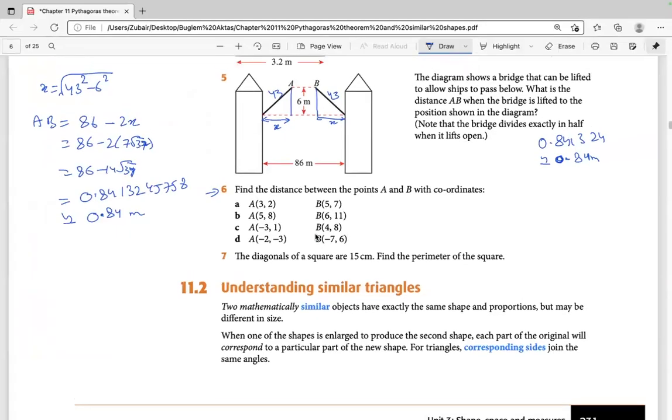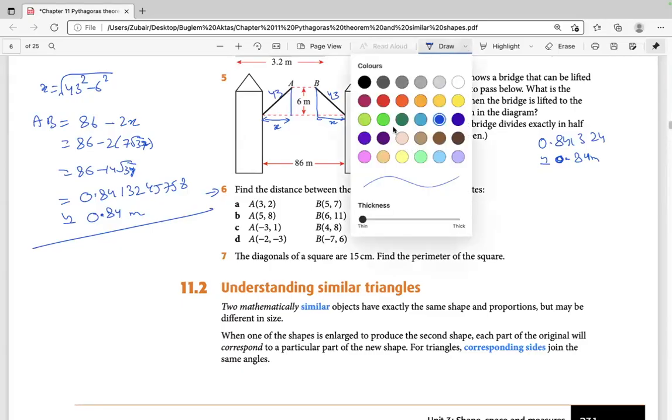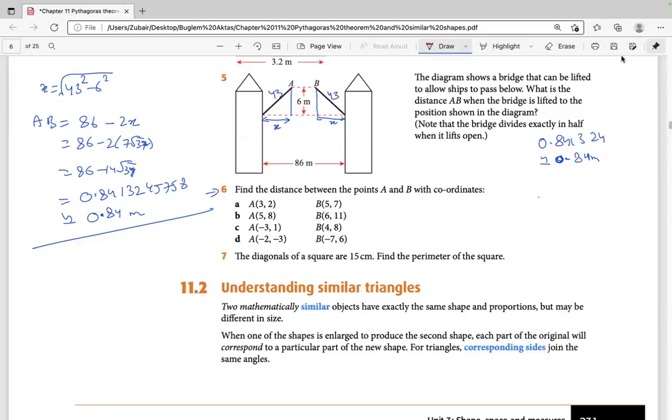Another way to do it quickly. We already know what the formula is. Let me write it once. We know the formula is the square root of x2 minus x1 whole squared plus y2 minus y1 whole squared. And when I do so, keep that in mind: we are not going to skip any sort of working in the exam.